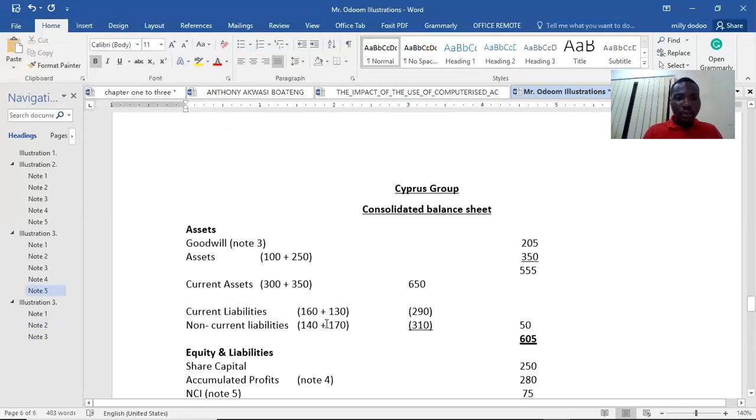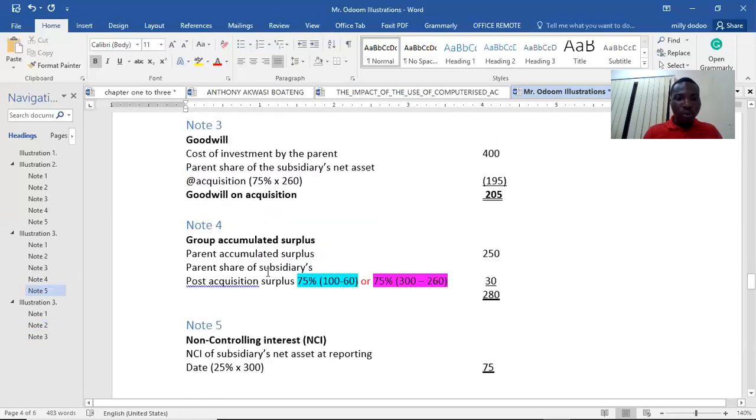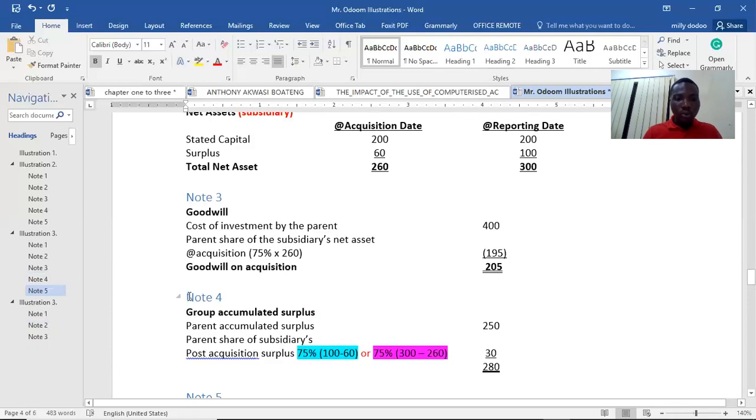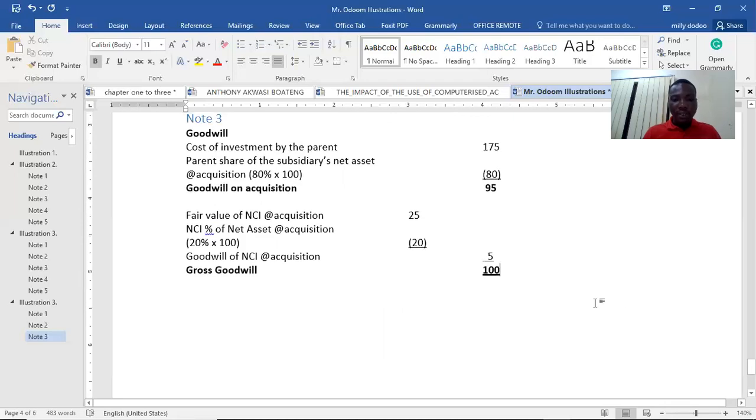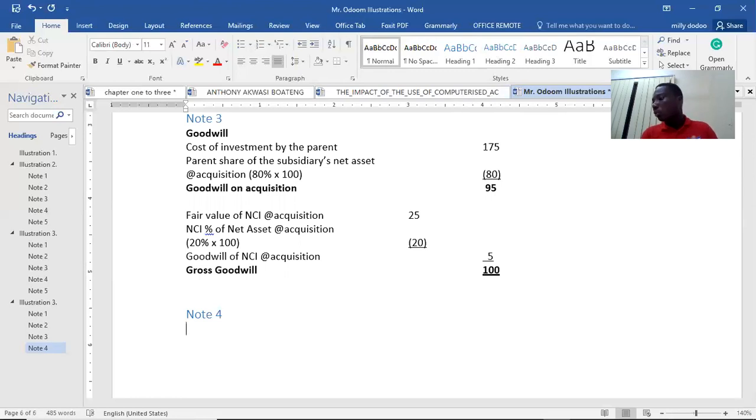The next thing you do is to go and do your note 4, where you test for impairment. So note 4, we are going to carry out an impairment review.